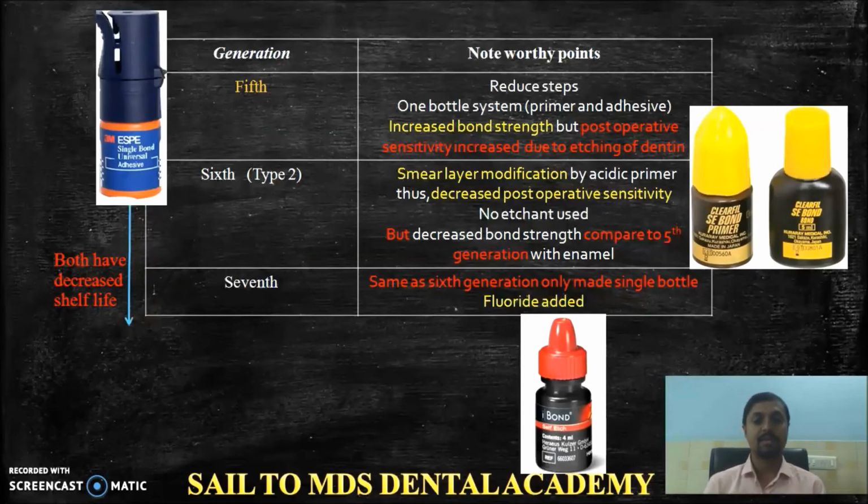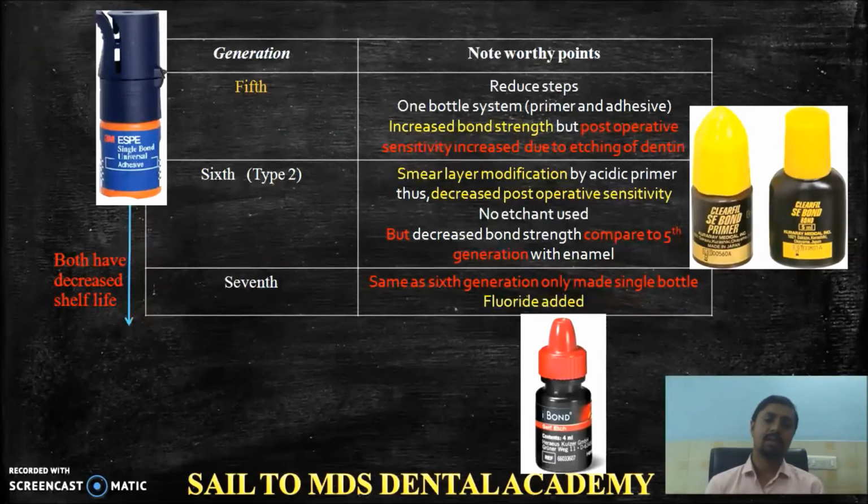So from 6th generation, the concept of etching was removed, and they modify the smear layer with the help of acidic primer. You can see here the example, they used to apply the acidic primer. So the results were satisfactory. The post-operative sensitivity was reduced, but the bond strength was very less with enamel. And then 7th generation was almost similar to 6th generation, only the point was that it was single bottle and fluoride was added.